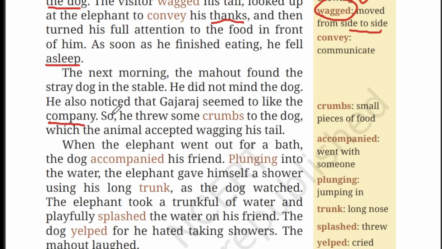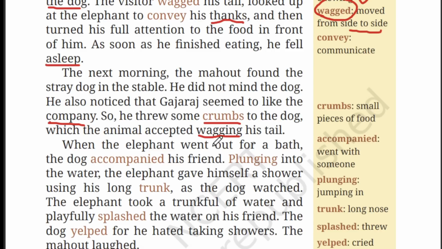So Mahout threw some crumbs to the dog. What are crumbs? Crumbs means small pieces of food, okay, which the animal accepted, wagging his tail again. Again he wagged his tail, now to Mahout. Initially Gajaraja gave food, now Mahout is giving, so the dog is wagging his tail to Mahout.